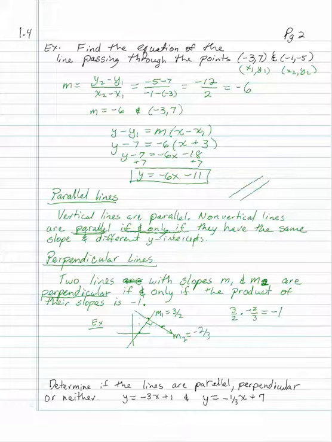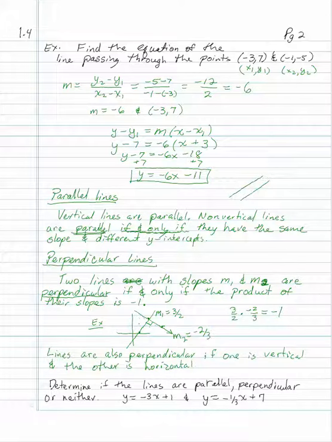Alright, so that's the test: you multiply the slopes. If it equals negative 1, it's perpendicular. And again, it's an if and only if statement, so it works both directions. If it's perpendicular, then the product of the slopes is -1. If the product of the slopes is -1, then it's perpendicular.